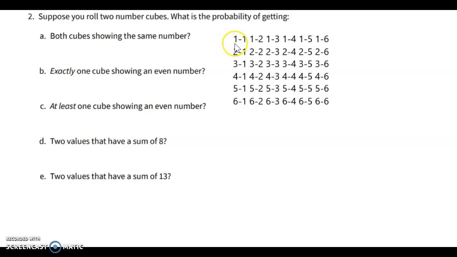And of those possible outcomes, a 1, 1 happens. So that's both the same numbers. 2, 2 could happen. 3, 3 could happen. 4, 4, 5, 5, or 6, 6. So that's a possibility of 6 different times happening. Okay, so this is 6 out of 36, right?